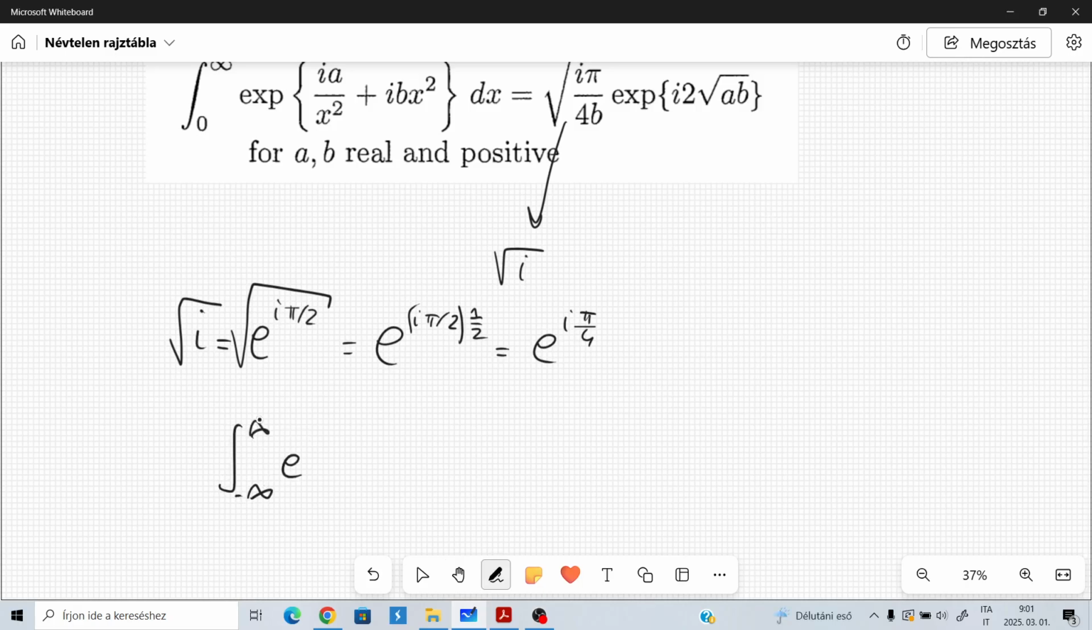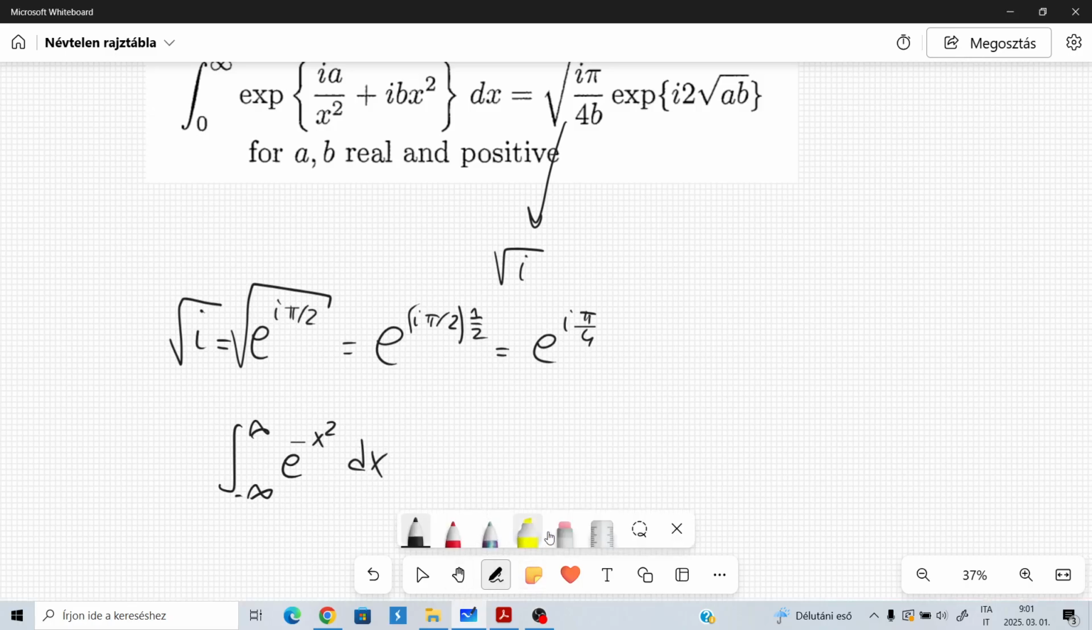Integral from minus infinity to plus infinity of e to the minus x squared, and if you want, you can have a positive constant if you have a minus here, dx. You have to know how to calculate them, and these kinds of integrals can also be extended if instead of having a minus, you have an imaginary unit.